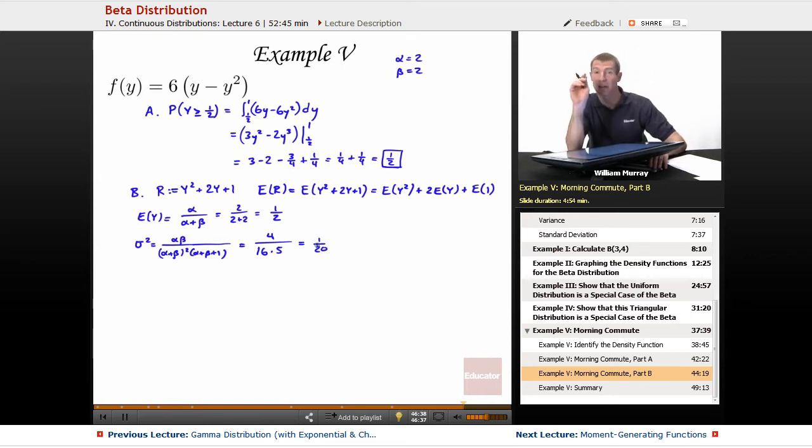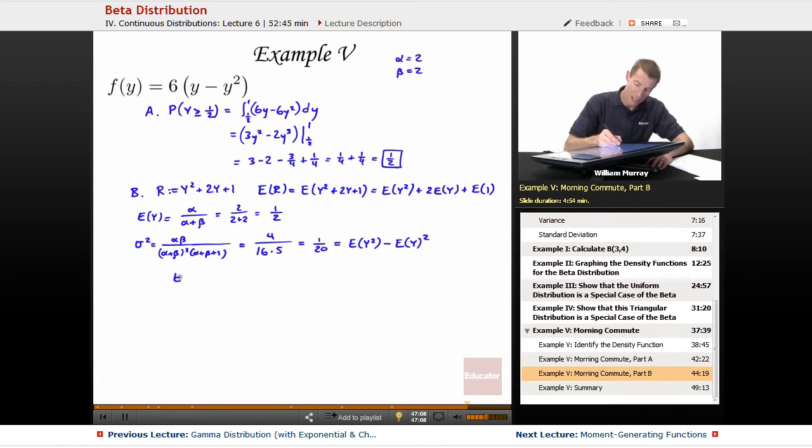Now, that is not the expected value of y squared. That is the variance. But let me remind you how we used to calculate the variance. That's the expected value of y squared minus the expected value of y quantity squared. What we can do is use this to solve for the expected value of y squared. That's kind of an old trick in probability: if you know the variance, you can reverse engineer for e of y squared. So e of y squared is equal to 1/20 plus e of y quantity squared. We figured out what e of y is. It's 1/2. We figured that out up above.